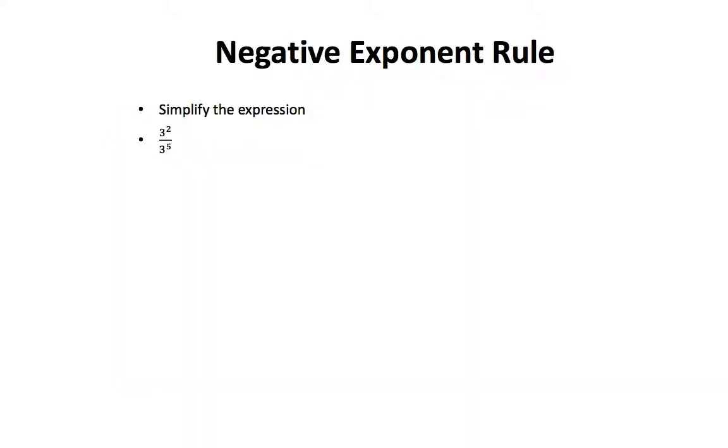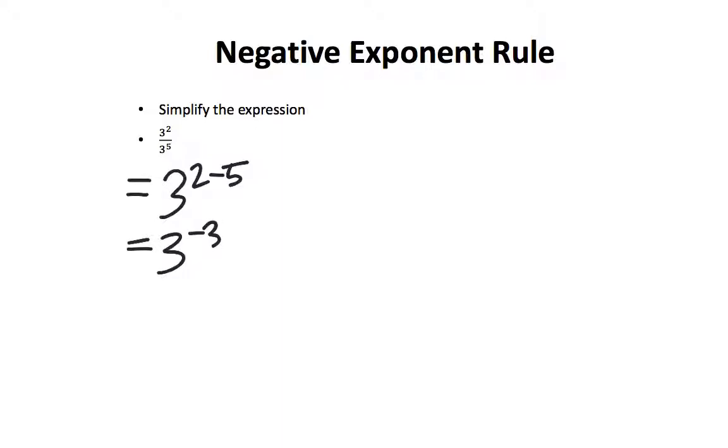How exactly does the negative exponent rule work? Let's begin by simplifying the expression 3 to the power of 2 divided by 3 to the power of 5. Remember, when dividing exponents with the same base, you subtract the exponents using the quotient rule. So that means we're going to get 3 to the power of 2 subtract 5. And that becomes 3 to the power of negative 3.